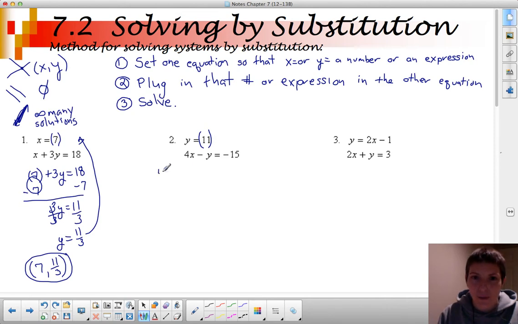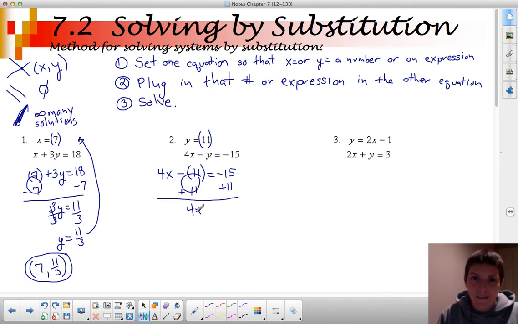So we're going to do 4x minus, not y comes out and 11 goes in, is equal to negative 15. So that's a substitution. We took the y out and put the 11 in. We finish it up. Again, this is a situation where those parentheses don't do us much good. It's minus 11, so we undo minus 11 with adding 11. They're inverse operations.